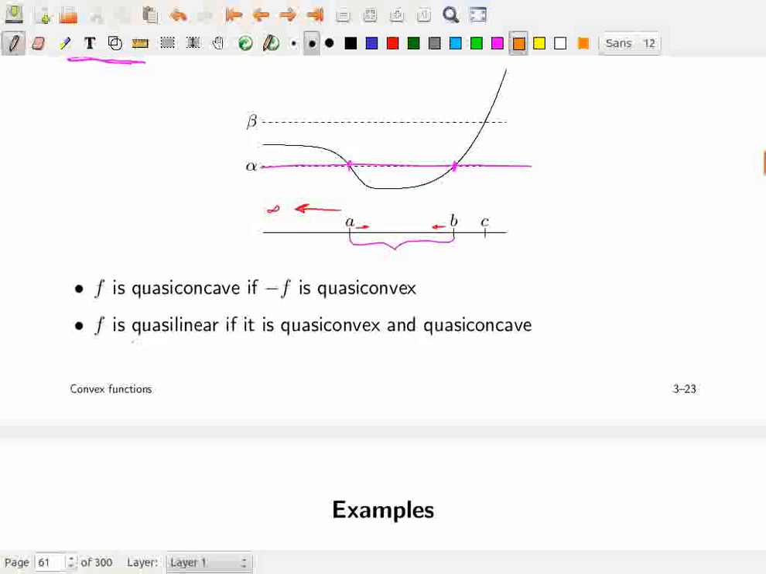And we call a function quasi-linear if it is both quasi-concave and quasi-convex. It means the function and the negative of the function are both quasi-convex. Therefore, we call it quasi-linear.